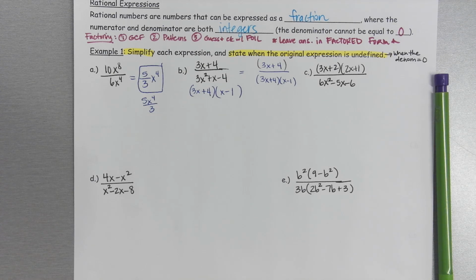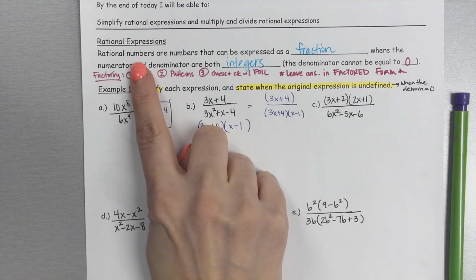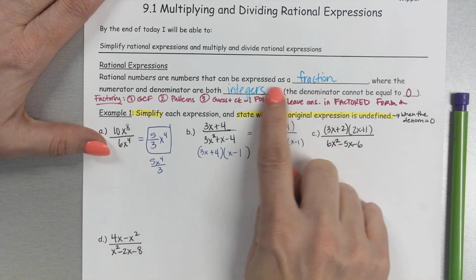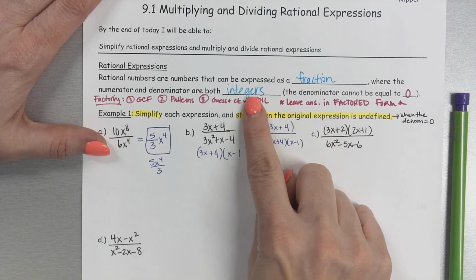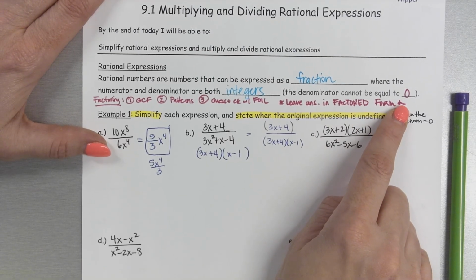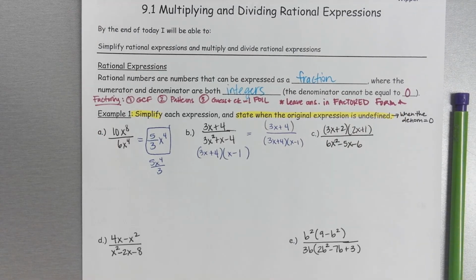All right, so we're starting chapter 9, which is called rational functions. And yesterday you guys wrote down that if it is a rational number, it can be expressed as a fraction, where both the numerator and denominator are integers, but the denominator can't be equal to 0. And we're going to simplify these expressions and state when the original is undefined.